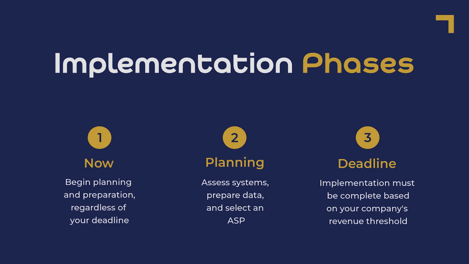So, how should you begin implementing the requirements under the UAE's E-Invoicing Framework? Well, there are 3 broad phases. First, start planning early, regardless of your deadline. Second, assess your systems, prepare your data, and appoint an ASP. And finally, ensure implementation is completed on time, based on your regulatory revenue threshold.